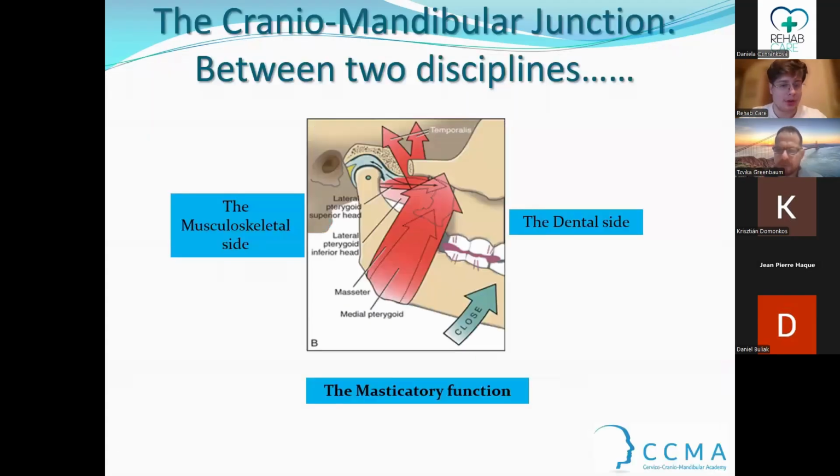into the craniocervicomandibular system. So the unique aspect of the masticatory system is that from one side is the musculoskeletal system that limits the opening, and from the other side it's the dental system that ends the closing. So we have a junction between two disciplines, the dental discipline from one side and the musculoskeletal physiotherapy discipline from the other side, and that's actually what makes it so interesting.